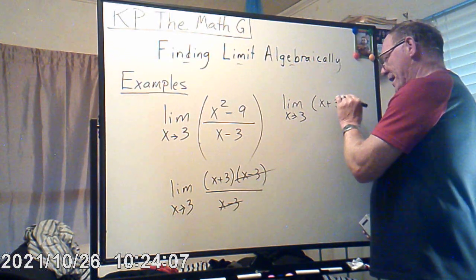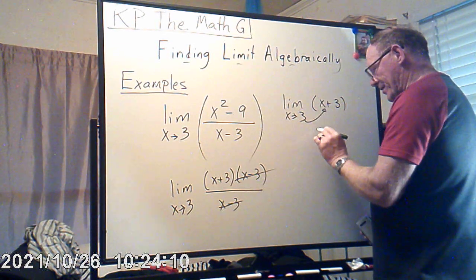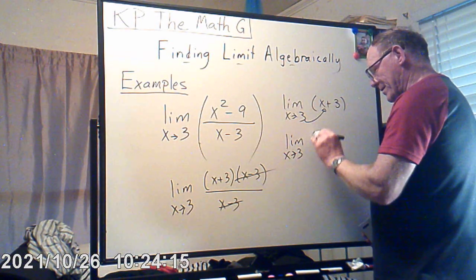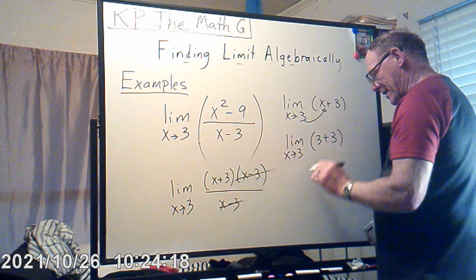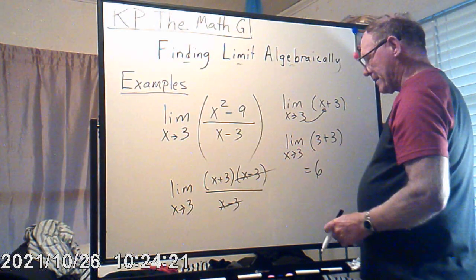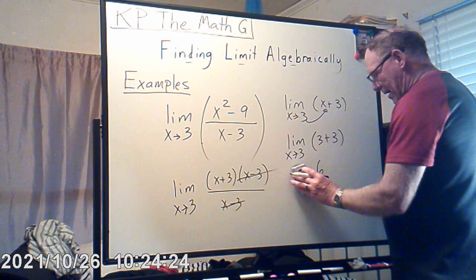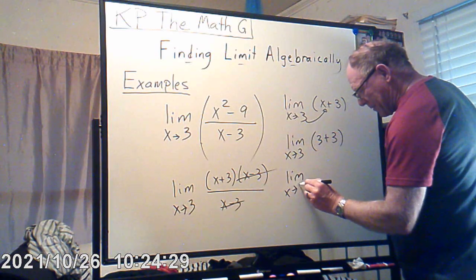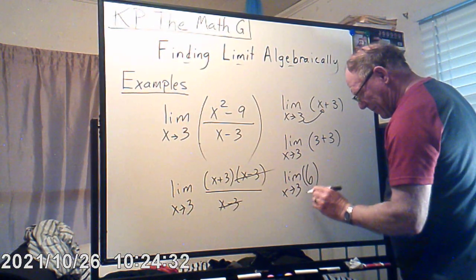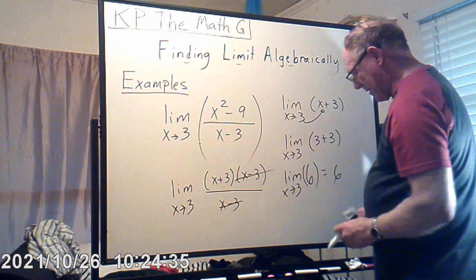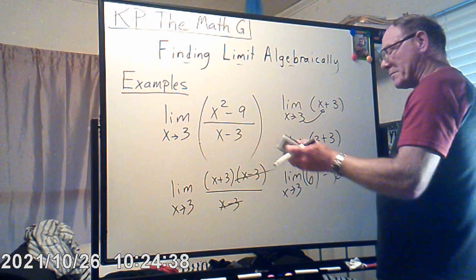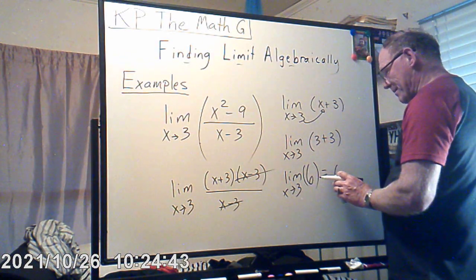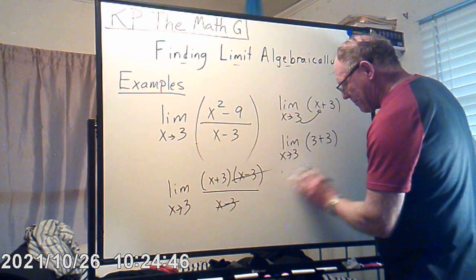x plus 3. Now plug the 3 in. If you want to put the limit, you can. You don't necessarily have to at this point. 3 plus 3 is 6. Some teachers might want you to say the limit as x approaches 3 of x plus 3 equals 6. If they want you to do that, then do that. I would say just put 6 down if you can see that right away. Alright, so that's one of them.